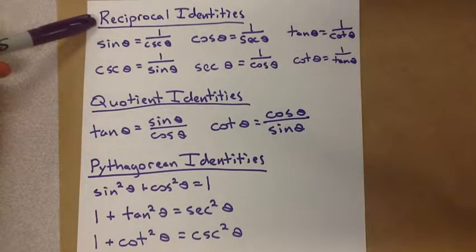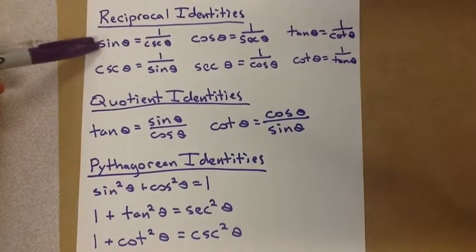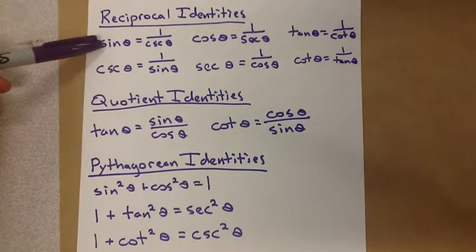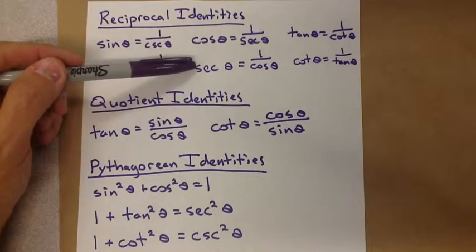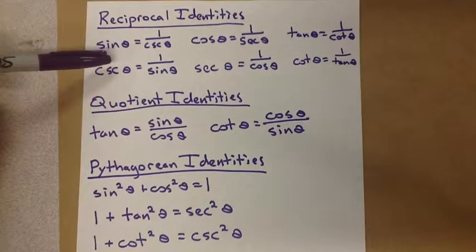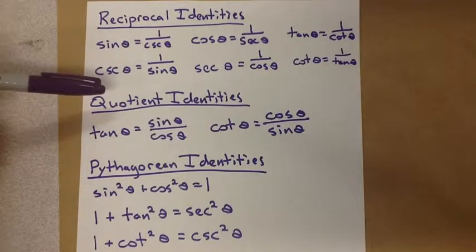So we have our reciprocal identities, and that tells us that sine is the reciprocal of cosecant. So we could either write sine as 1 over cosecant or cosecant as 1 over sine. Cosine and secant, same thing, and then tangent and cotangent. So they are reciprocals of one another, and we may use that to replace one.